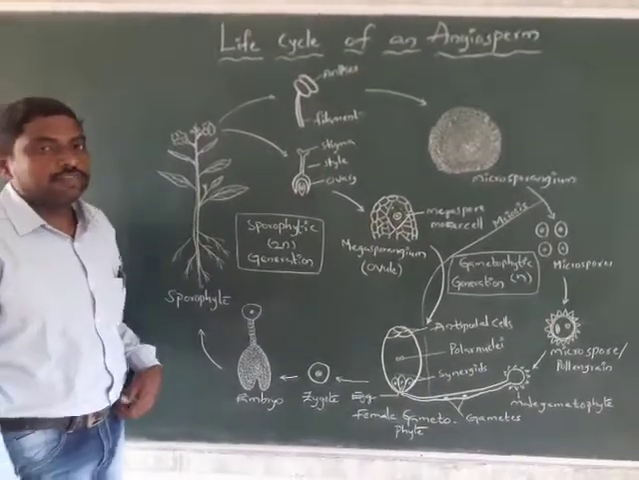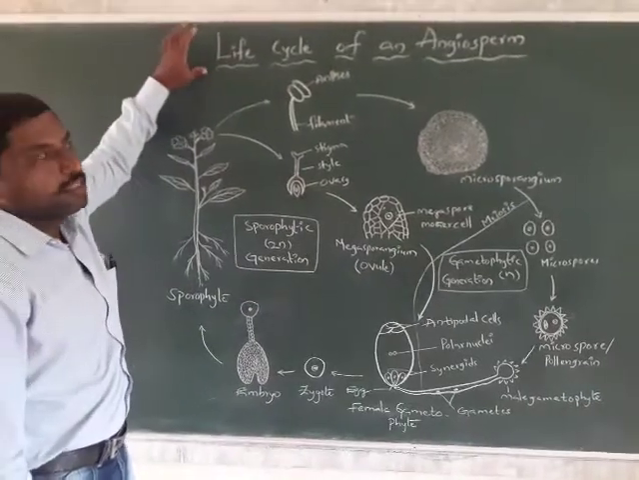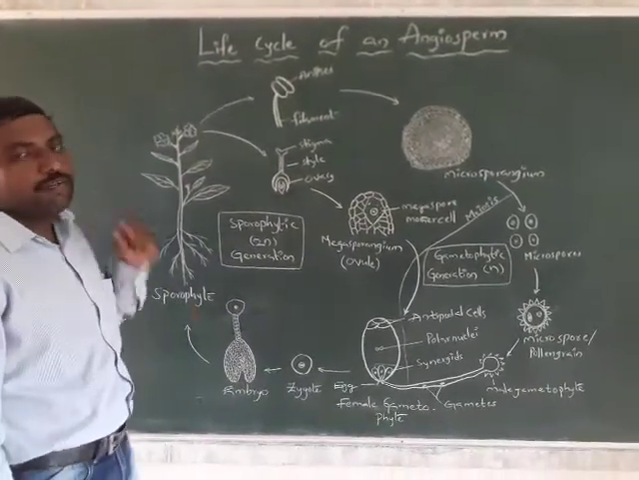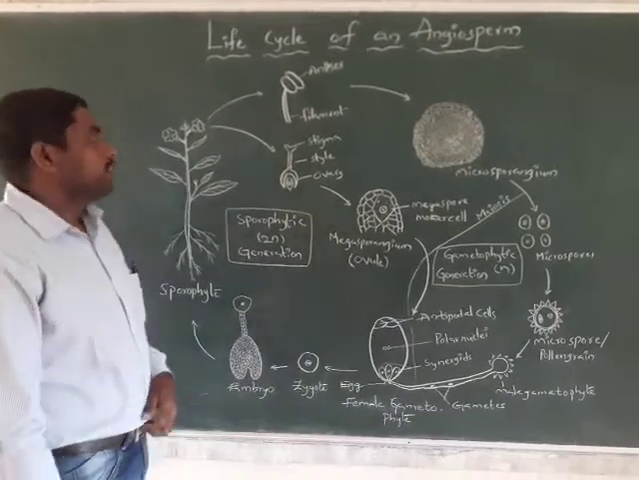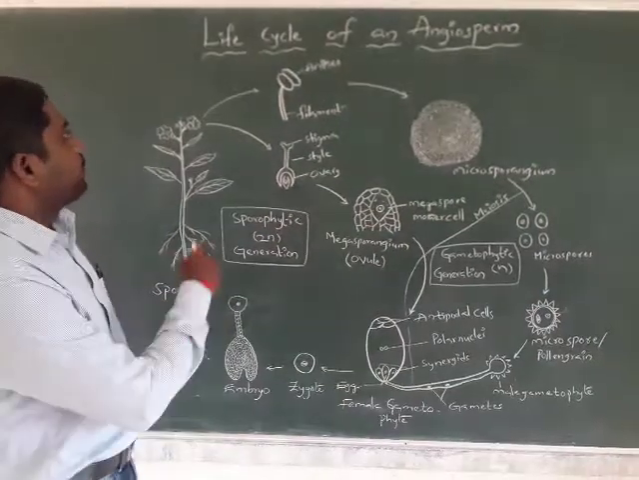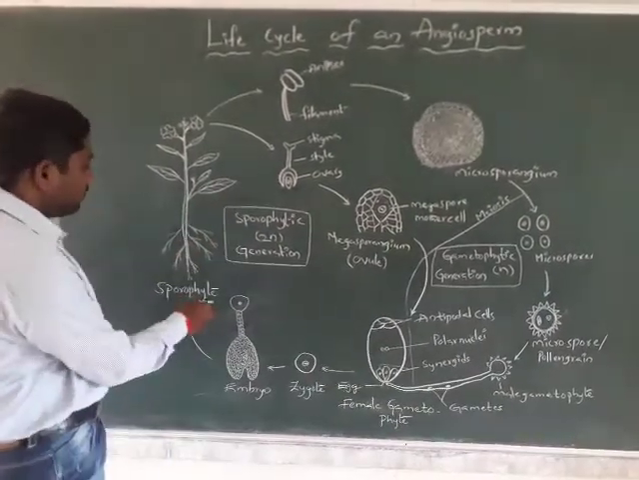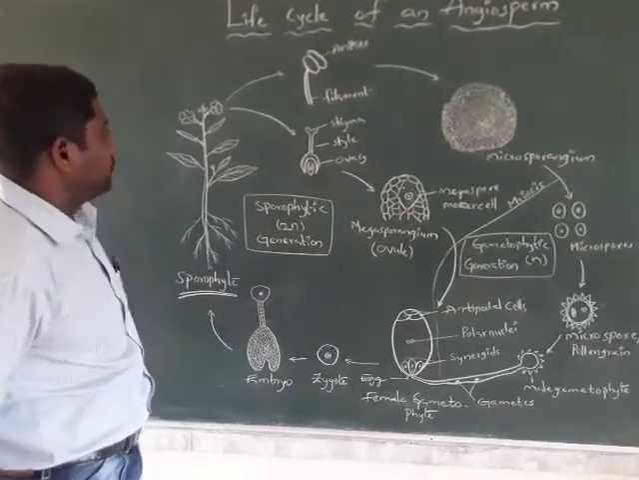Yes, in this video we talk about the life cycle of an angiosperm. Here, the angiospermic plant shows a diplohaplontic life cycle. We have to see how it happens. It is a typical diploid sporophyte.